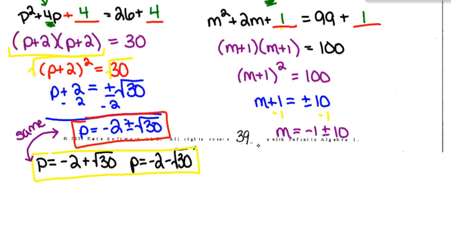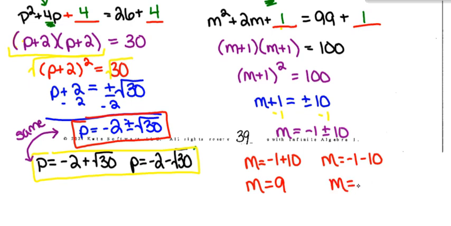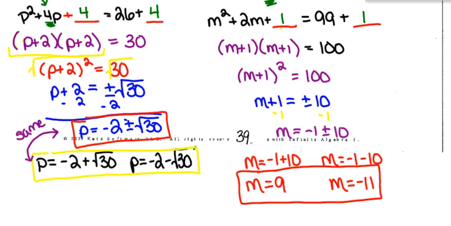So remember that this really means m equals negative 1 plus 10 or m equals negative 1 subtract 10, meaning that my value of m can either be 9 or negative 11. So those are a couple nice examples to look at.